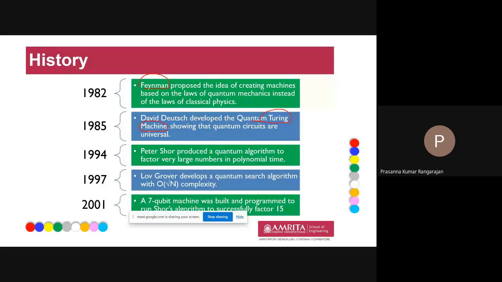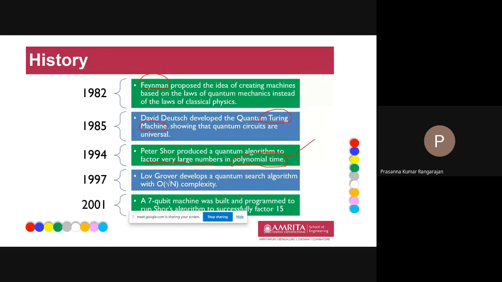This quantum Turing machine had a circuit called quantum circuits, which are universal in the sense that these quantum circuits, once developed, can be used for n number of other applications also. Okay, and then in 1994, Peter Shor produced another quantum algorithm, and that was used to factor very large numbers in polynomial time. So this is a very important breakthrough.